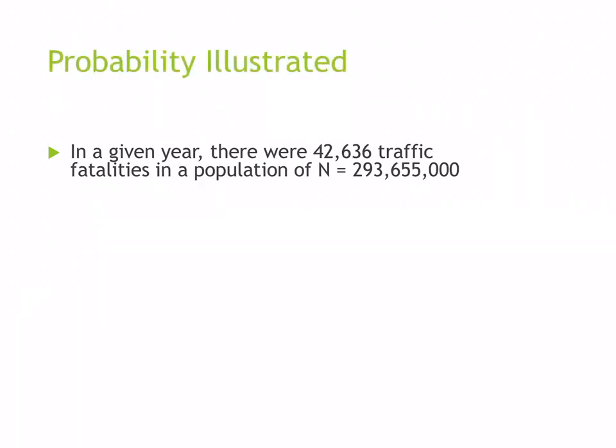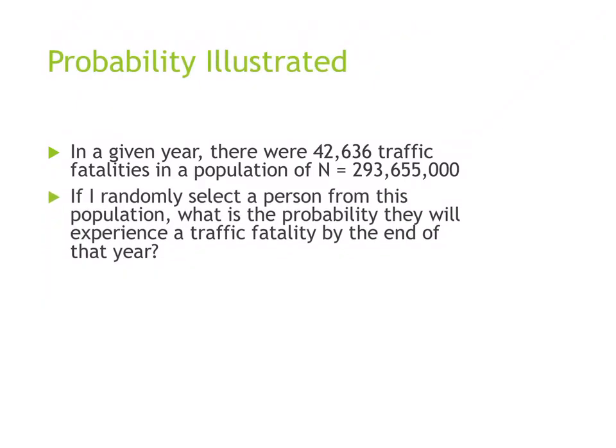So, probability illustrated. In a given year, there were 42,636 traffic fatalities in a population of, we'll just say, 293 million. If I randomly select a person from this population, what is the probability they will experience a traffic fatality by the end of the year?